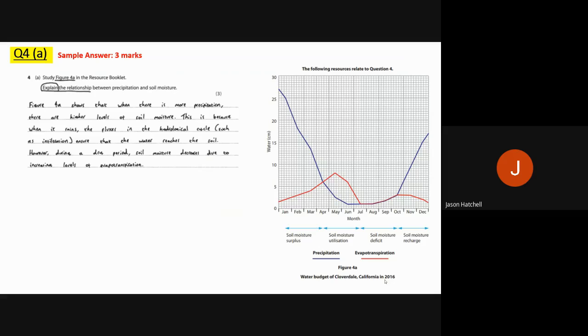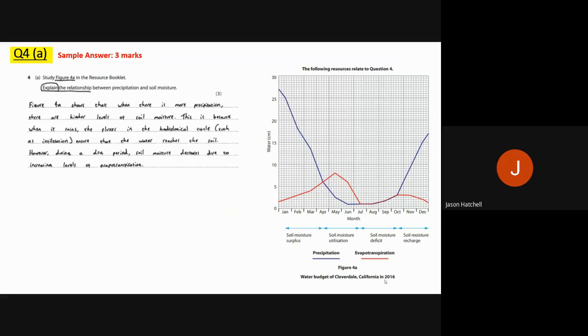Now, a lot of you got 2 or 1 in this answer because I genuinely think you did not quite know what to do with the explain bit. You kind of said what was in the graph and that was it. So let's go back to basics of this and look at the graph first.